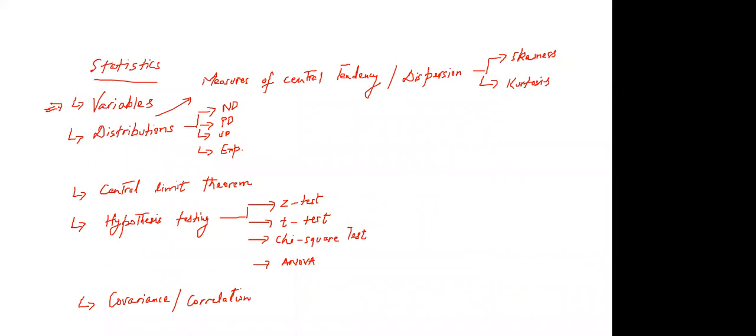ठीक है, so we'll start with variables. We'll also look at different types of variables, measure central tendency, dispersion, skewness, and kurtosis. Then we'll talk about different distributions, right? So we'll talk about normal distribution, which is most common. We'll talk about Poisson. We'll talk about uniform, and we'll also talk about exponential distribution. Then there's a very important theorem in statistics, which is very much related to normal distribution, और ये sampling में काफी help करती है. So we'll talk about that.